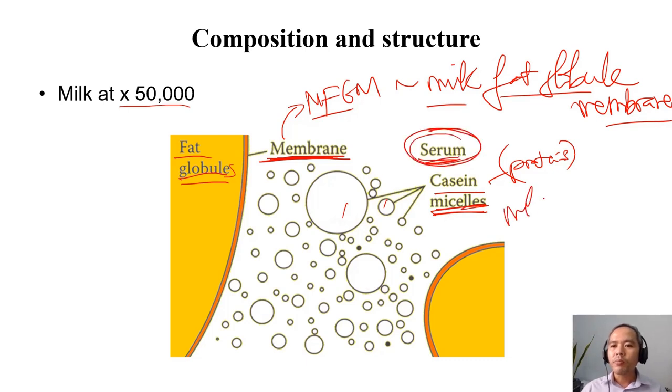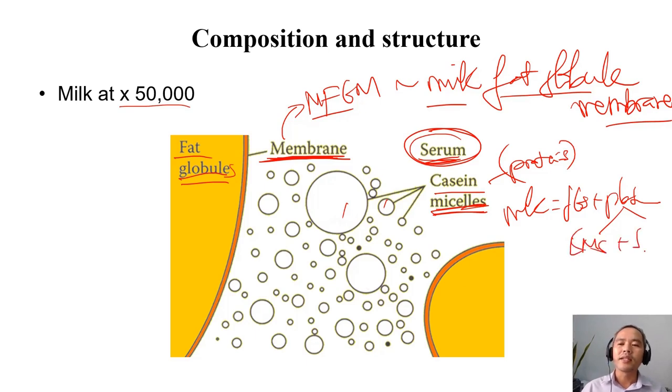So milk will be equal to what? Fat globules plus plasma. And plasma is equal to casein micelles plus serum. Okay, this is how the terms are. So we just try to distinguish. Now, there's a question here.